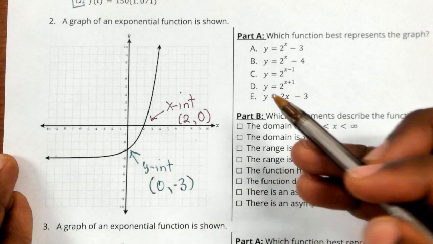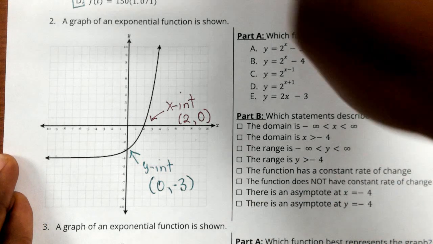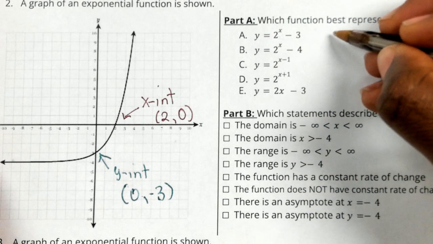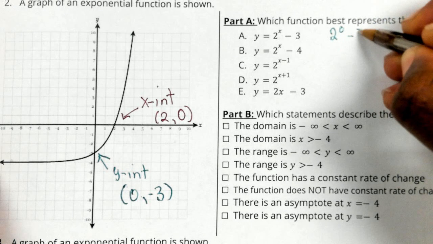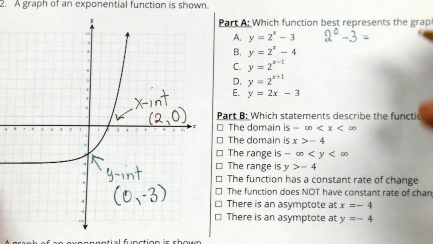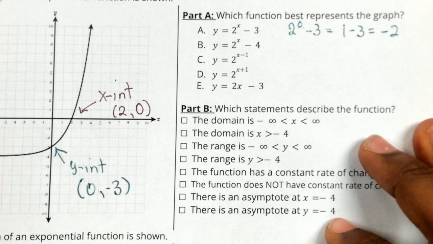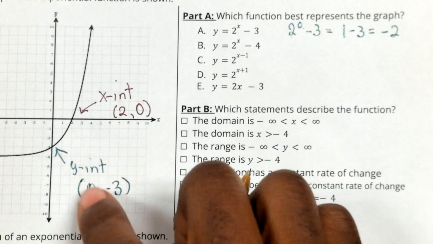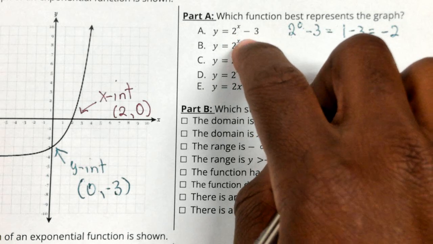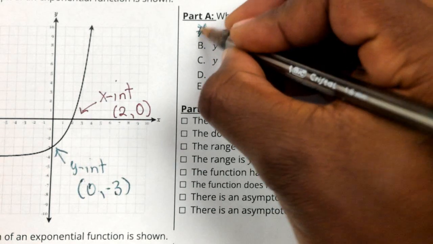So essentially, guys, when my x is 0, my y-intercept needs to be -3. Looking at my functions, if I made x 0 here, I would have 2 to the 0 power - 3. Anything to the 0 power is 1, so 2 to the 0 power is 1. 1 minus 3 is -2. So if I replace x with 0, I would get -2 for my first equation. I know just by that fact alone that this is not going to be correct.